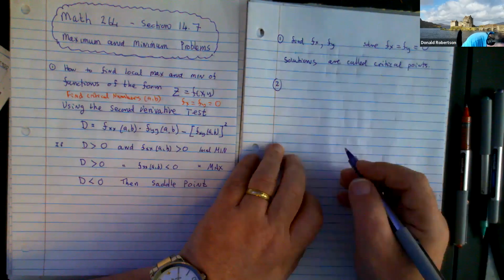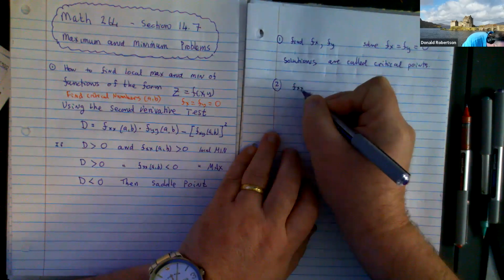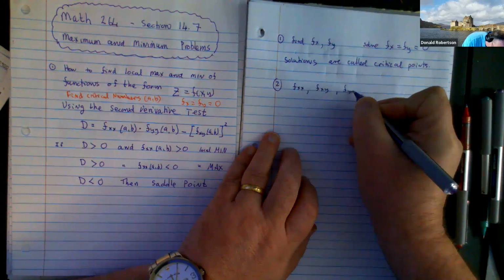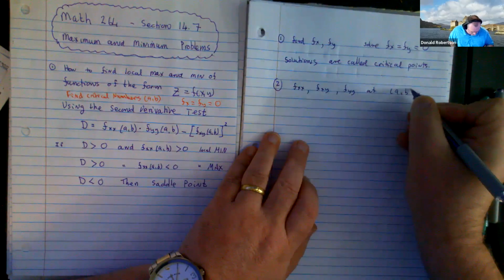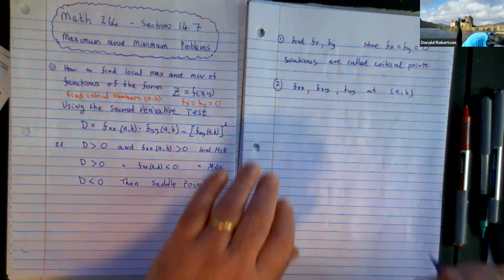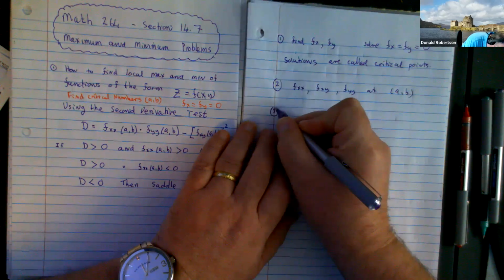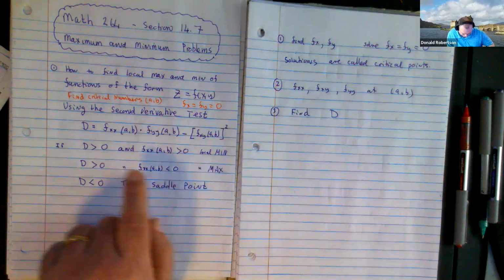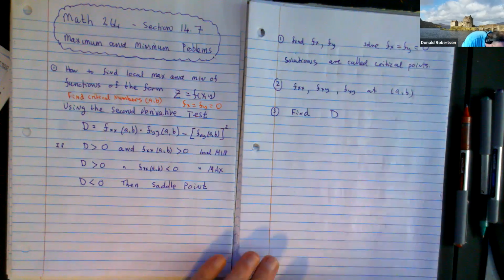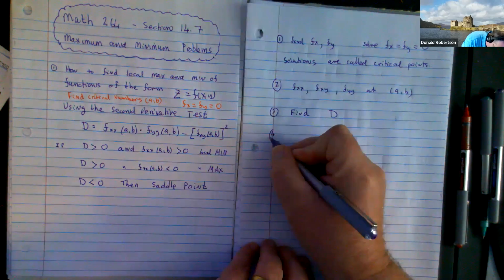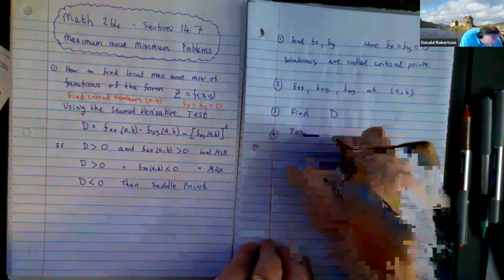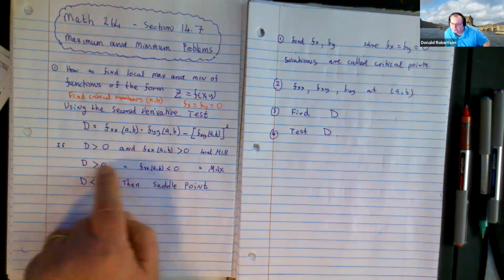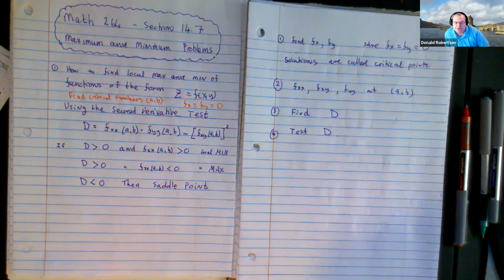The second thing you then do is you find that guy, and that guy at the critical numbers, right? I'm just calling them at the point AB. You get that guy. Third thing you do is you find big D, right? Big D. And then 4, the last thing you do is you test big D. And the test is this piece here, right? So that's kind of our shopping list for today.